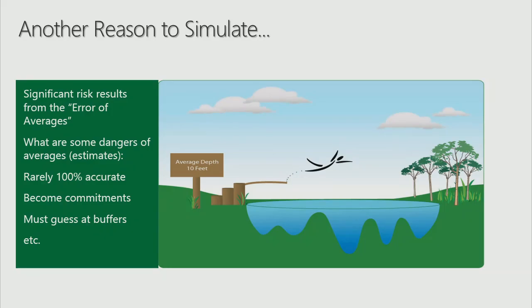And additionally, even if we know it may take longer, we still have to guess at these buffers. Oh, maybe I should add another week or two to that project plan. Maybe I should add X amount more dollars to my budget just to make sure. But how are we getting to those buffers? Are we saying, well, in order to be 90% confident I can get it done by a certain date, I need to add this much buffer? There's really a challenge there using these estimates.